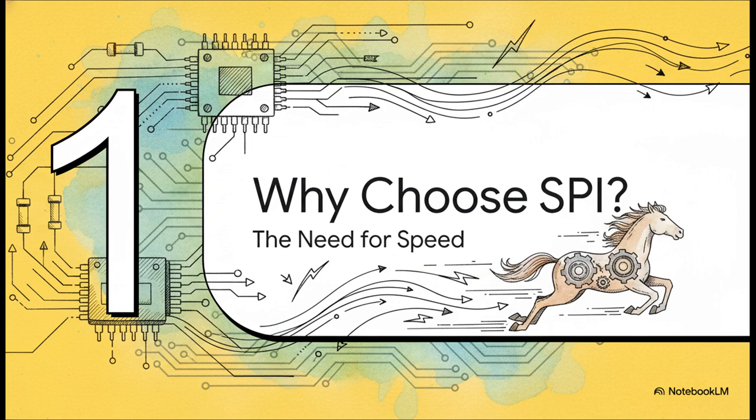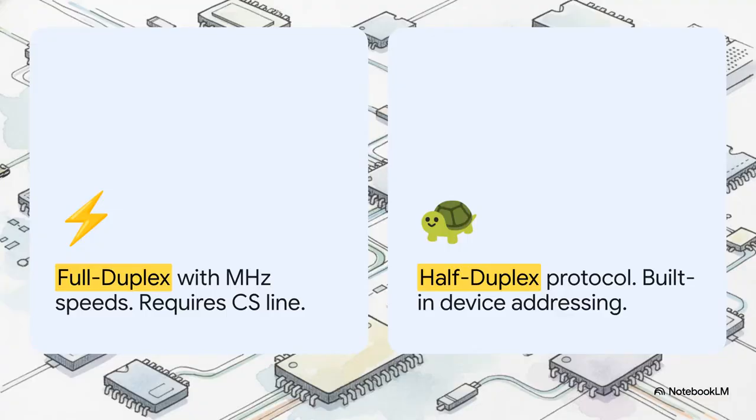Section 1. Why choose SPI? And really, it all comes down to the need for speed. If you're working on an embedded system, you usually hit a fork in the road. You've got to choose between I2C and SPI. Now, I2C is a half-duplex protocol. Think of it kind of like a walkie-talkie, right? Only one side can talk at a time. It uses this really elegant built-in addressing scheme, but honestly, it's relatively slow.